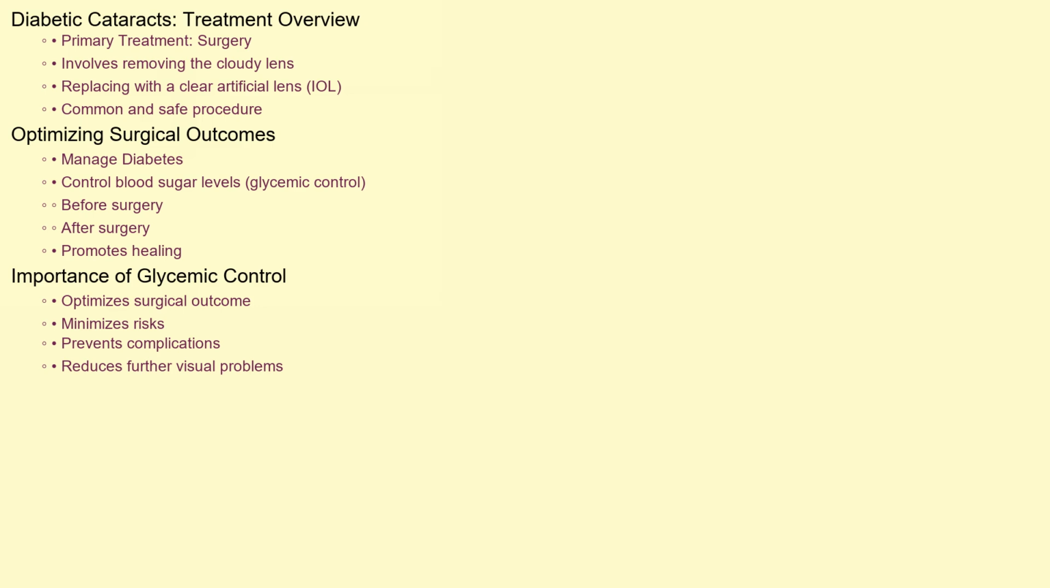The primary treatment for diabetic cataracts is surgery. Cataract surgery involves removing the cloudy lens and replacing it with a clear artificial lens, called an intraocular lens or IOL. This is a very common and generally safe procedure. Managing diabetes and controlling blood sugar levels is crucial both before and after surgery to promote healing and prevent complications. Good glycemic control optimizes the surgical outcome and helps to minimize risks of further visual problems.